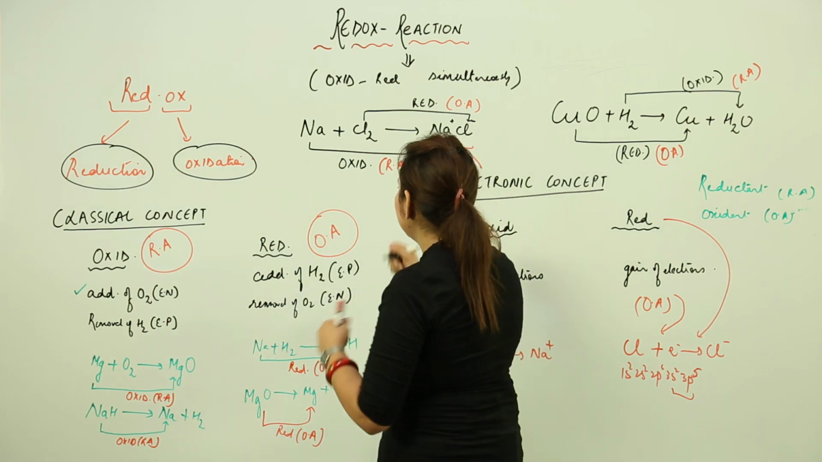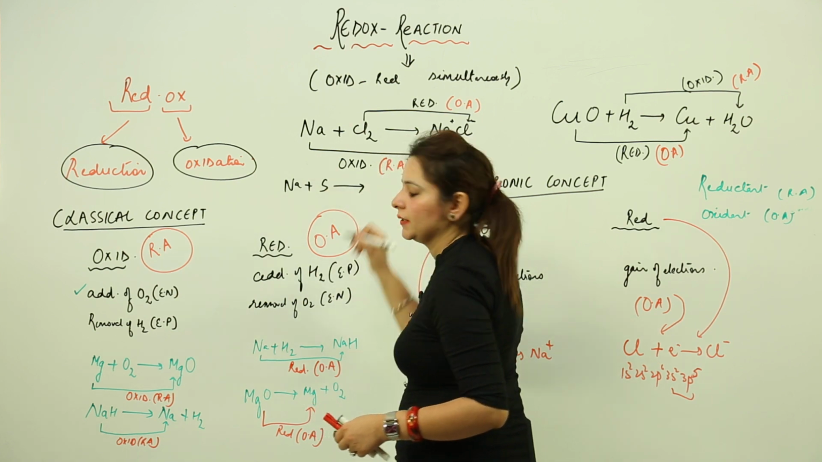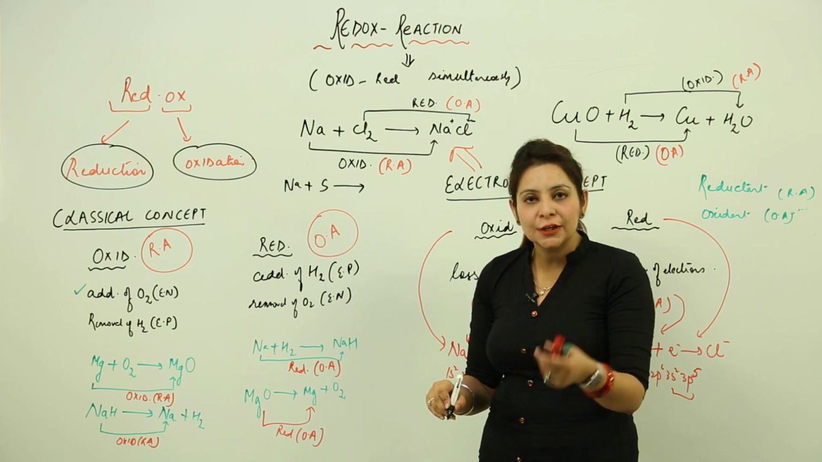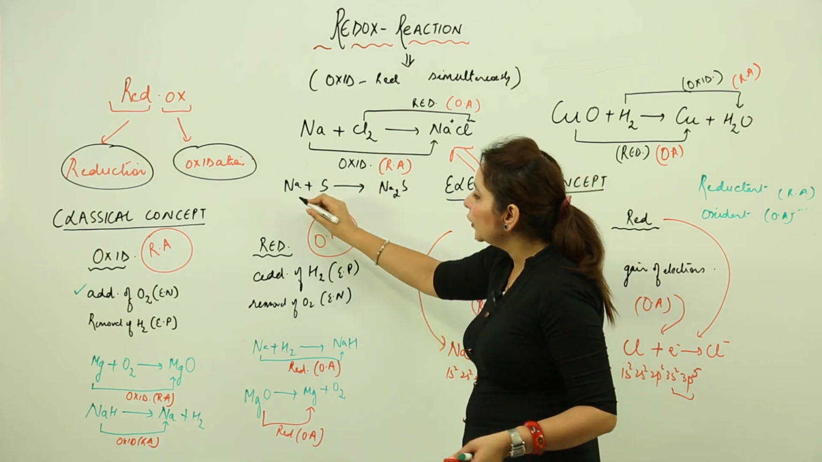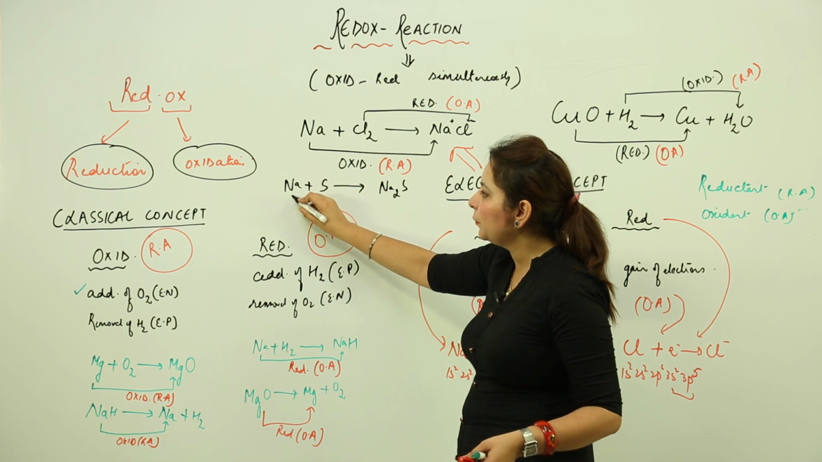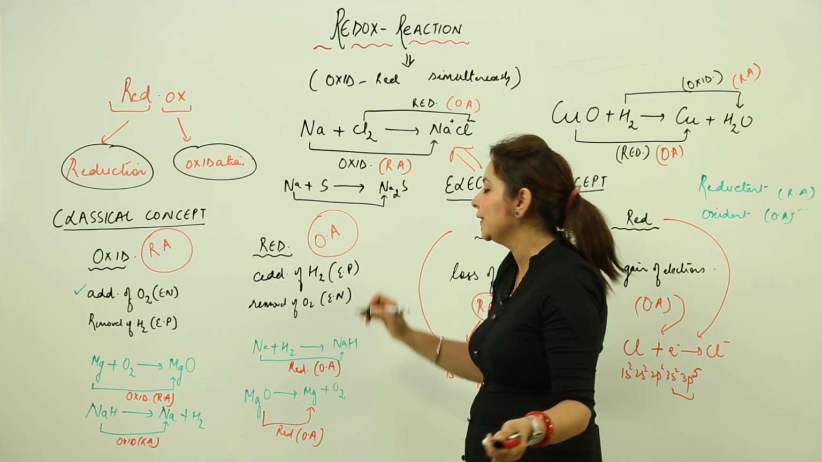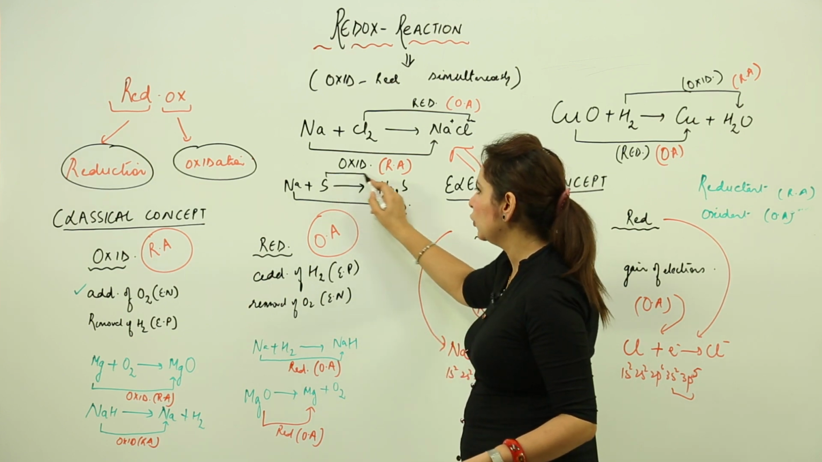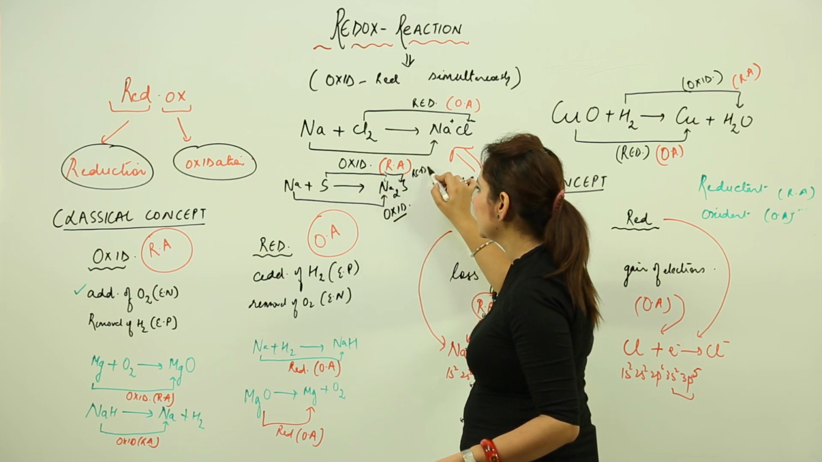If I have sodium and I add sulfur to it, we know that sulfur is the electronegative element, so we get sodium sulfide. Here the sodium is deprived of any electronegative element, but here an electronegative element is attaching to it, so obviously it is oxidation. And to sulfur the electropositive one is attaching, so that means this is the reduction.